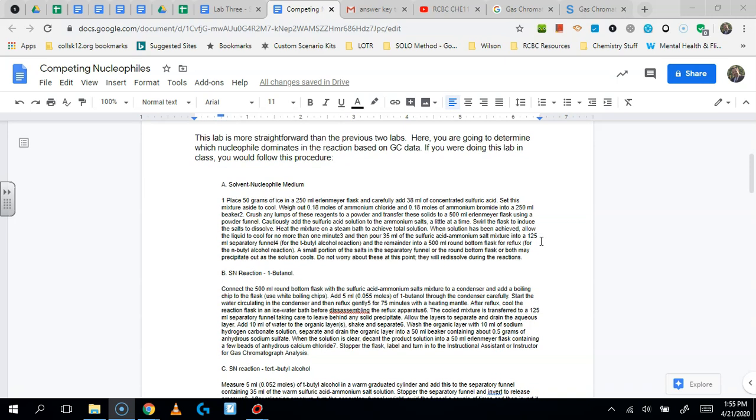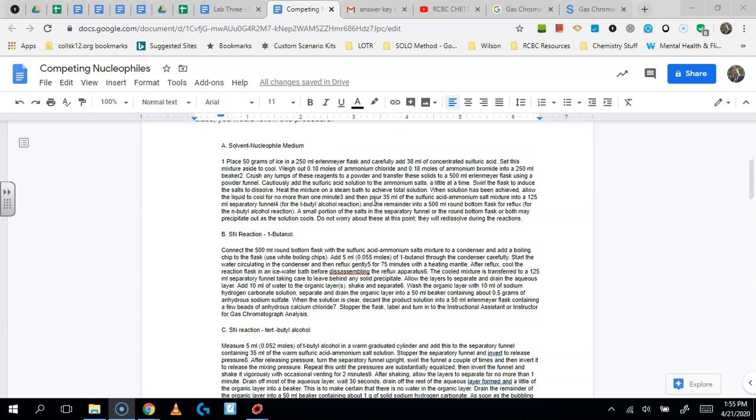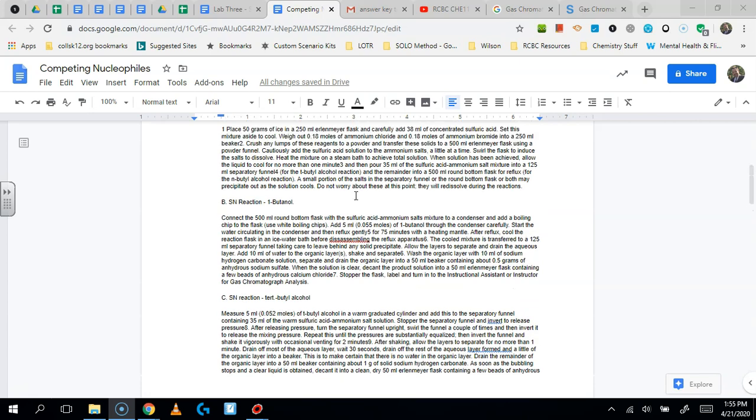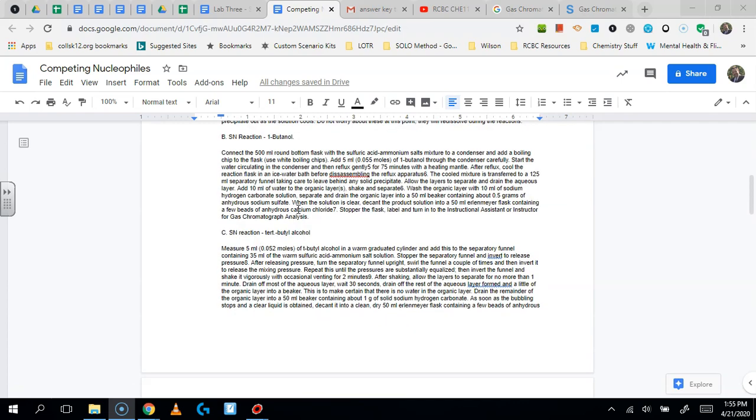So the idea is you would normally go through the lab and make a nucleophilic medium, and then you would react that nucleophilic medium, which has equal molar amounts of chloride and bromide, with both 1-butanol in one reaction and t-butanol in another reaction. Once those two react with the 1-butanol, there should be a preference for the product of n-butyl chloride or n-butyl bromide, and the GC will tell us that. The same is true with the t-butyl alcohol.